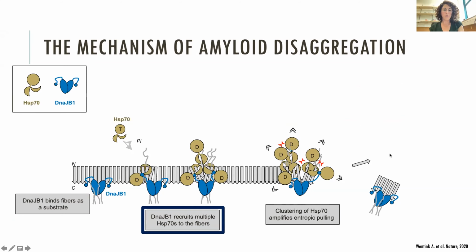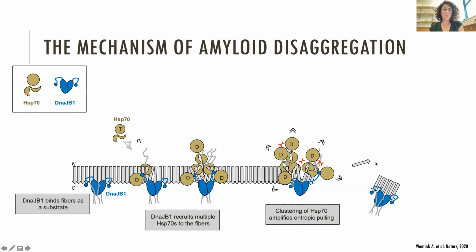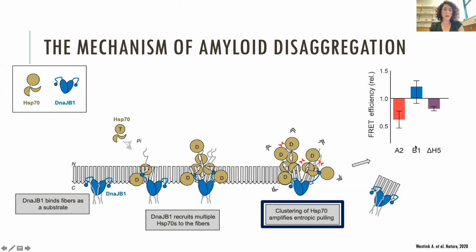When we tested the recruitment and the binding to HSP70, and I'll show you here the binding, we can see also that they bound fibers very similarly, and class A also recruited HSP70s very similarly. But when we wanted to check the clustering, and we did this by labeling HSP70 with donor or acceptor dye and monitoring the FRET efficiency, we saw that only class B wild type could cluster HSP70s on the fiber. So class A couldn't, and our mutant hybrid couldn't either.